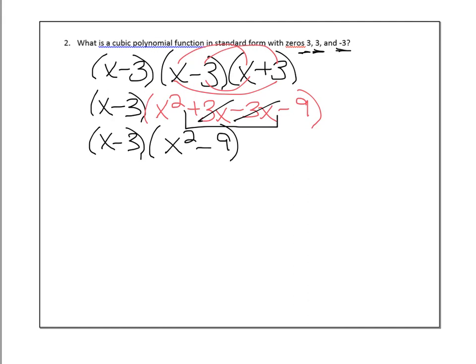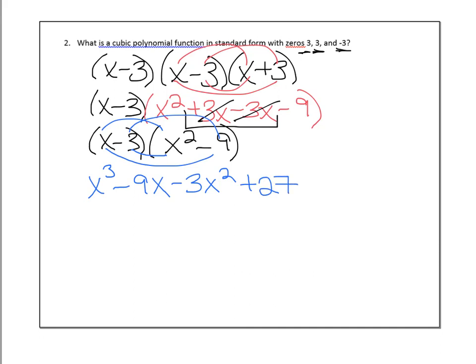Well, this time it's a binomial times a binomial, so I'm foiling again. X times x squared, x cubed. X times negative 9, negative 9x. Negative 3 times x squared, negative 3x squared. And negative 3 times negative 9 is positive 27.